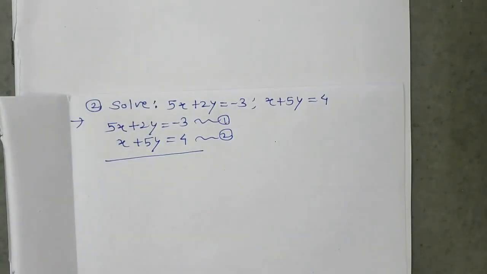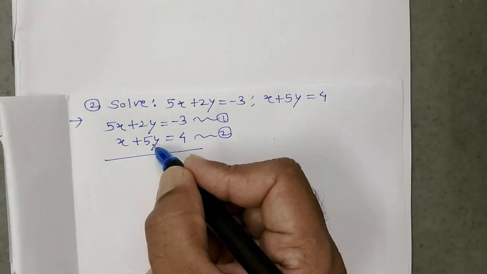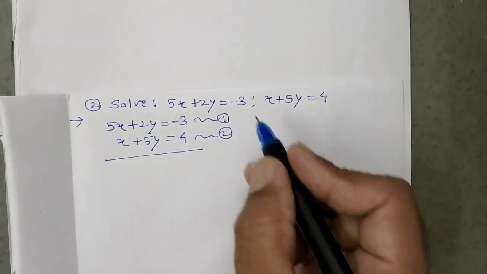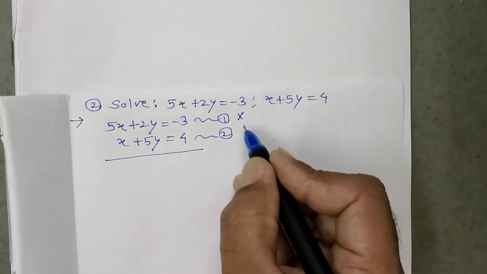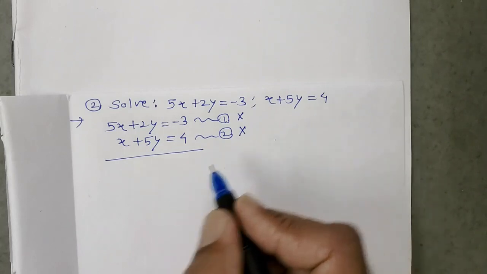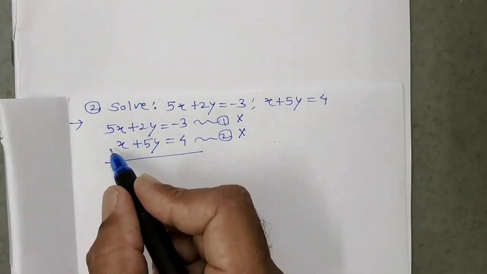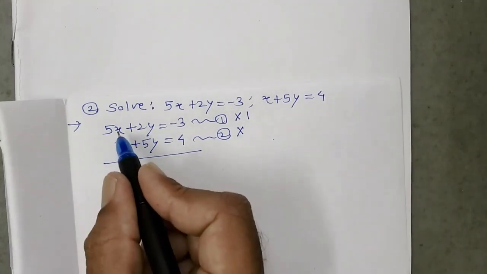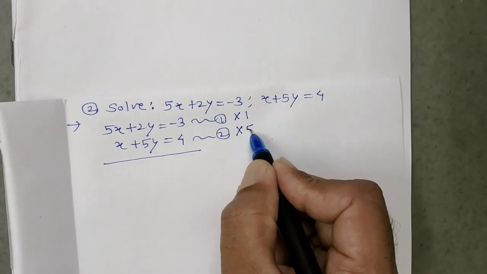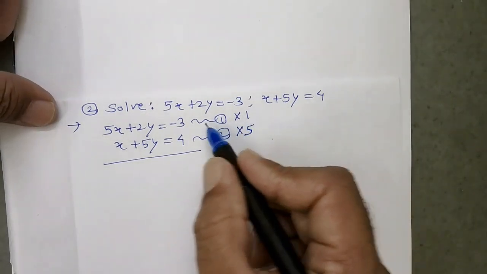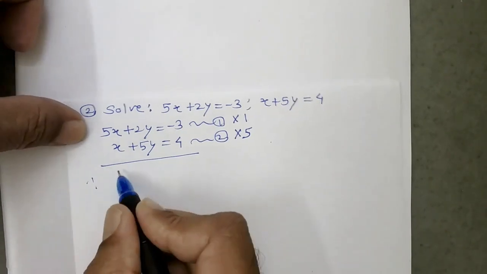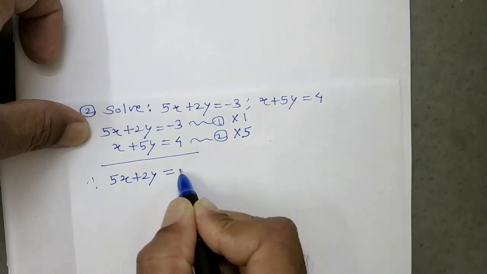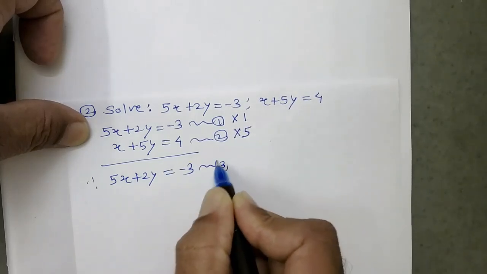Now we see here coefficients are not equal. Coefficients of x or coefficients of y are not equal. First we have to make the coefficients of x or y equal. For this, multiplying equation 1 by coefficient of x in equation 2, which is 1, and equation 2 by coefficient of x in equation 1, which is 5. Now multiplying each term by 1, we get 5x plus 2y is equal to minus 3. This is equation number 3.